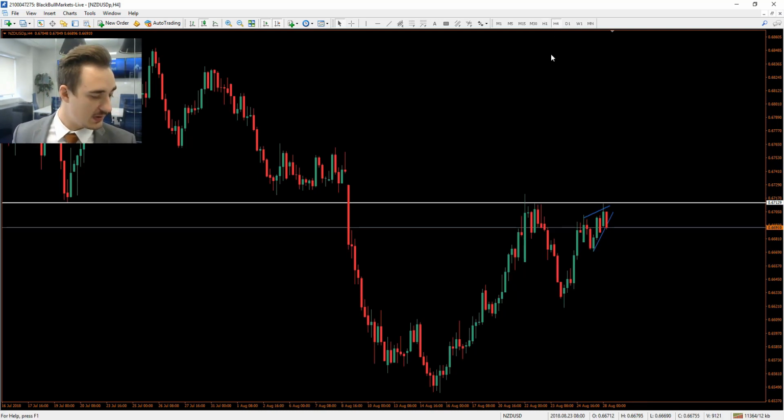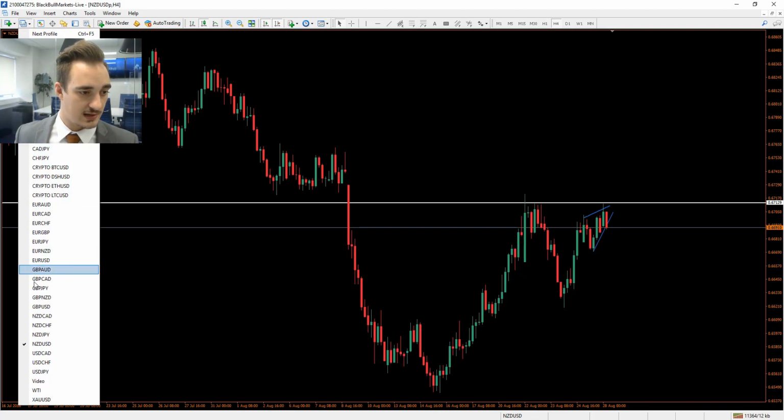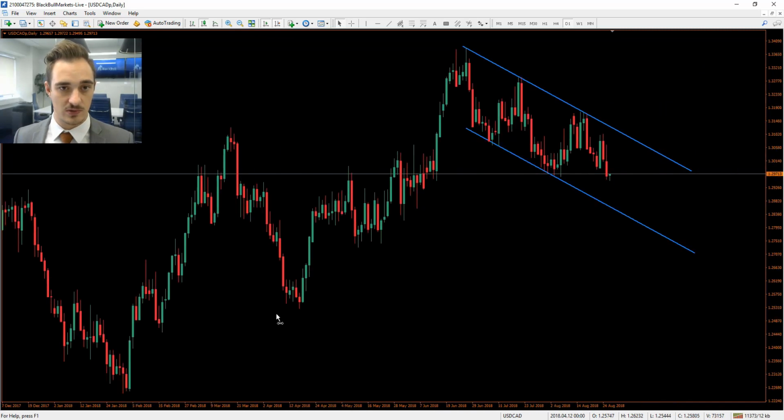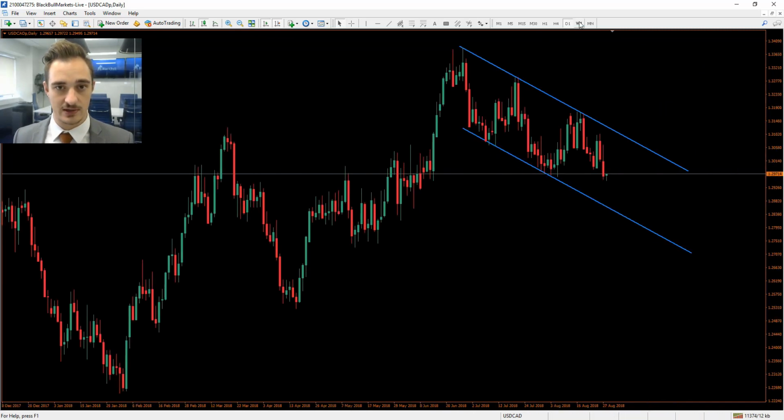And then the next one we're looking at is the US dollar, Canadian dollar. So we've got this on the daily time frame, daily bar chart. You can see it has made this flag again, or a channel. You can see it's keeping to it very nicely actually. It's also coming with a very strong uptrend.